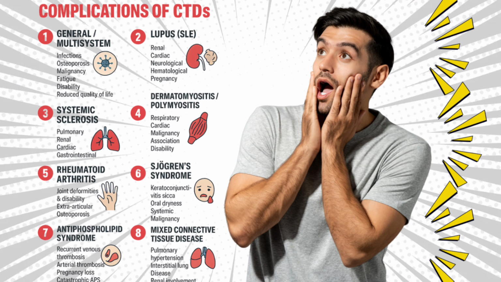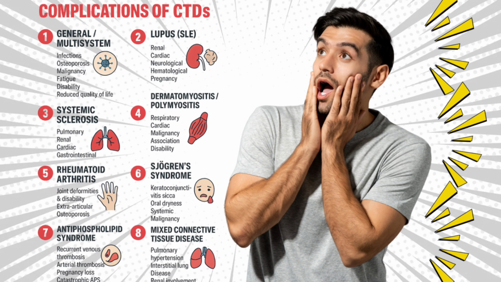Number 2, lupus or SLE. The kidneys are at great risk. Lupus nephritis can quietly damage them, and if ignored, it leads to chronic kidney disease. For example, a young woman may notice swelling in her legs, and tests reveal severe kidney damage.